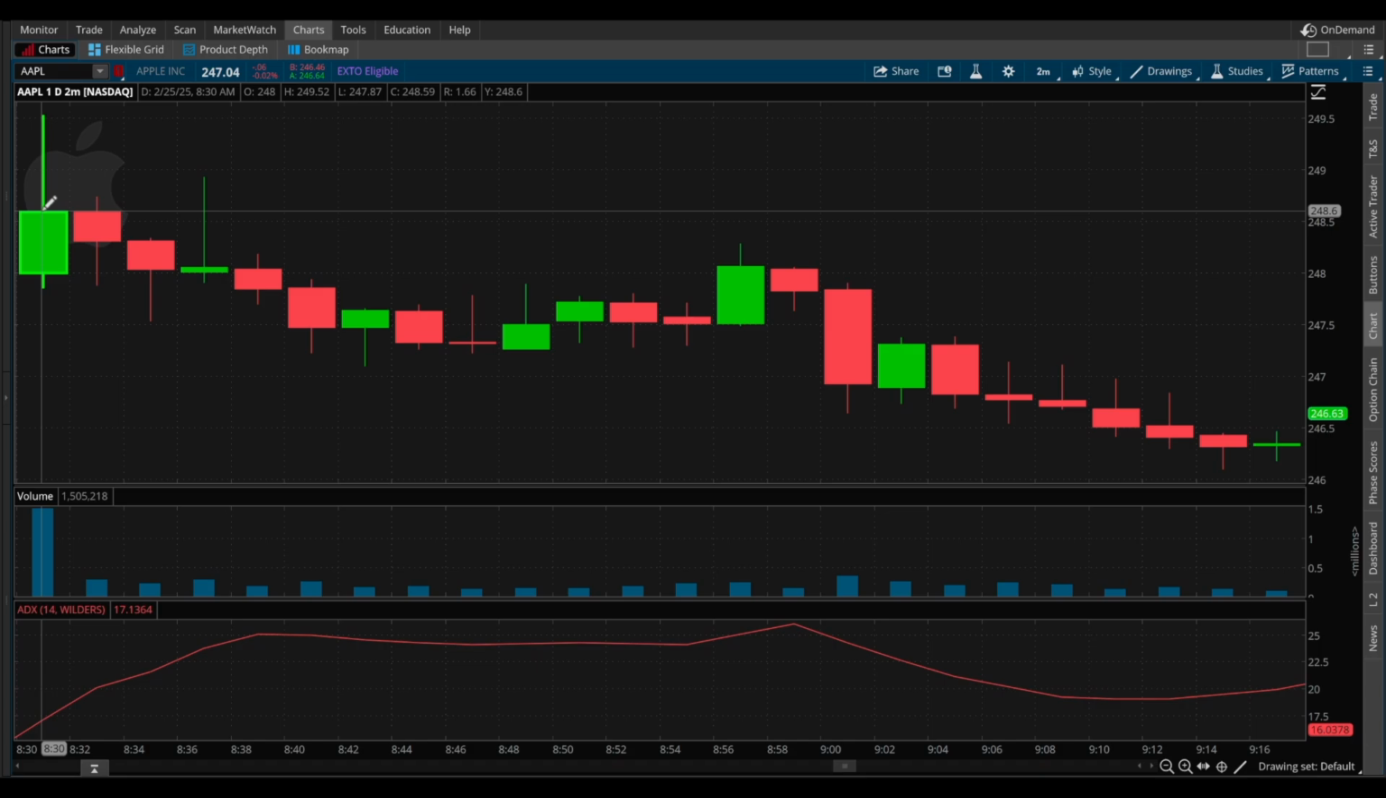Now, why does this matter? This matters because you also want to look at the body of the candle as well. Now, granted, it is bullish. However, this selling pressure lets me know that the stock price was pushed down by sellers. So I hope that makes sense on what I'm saying.